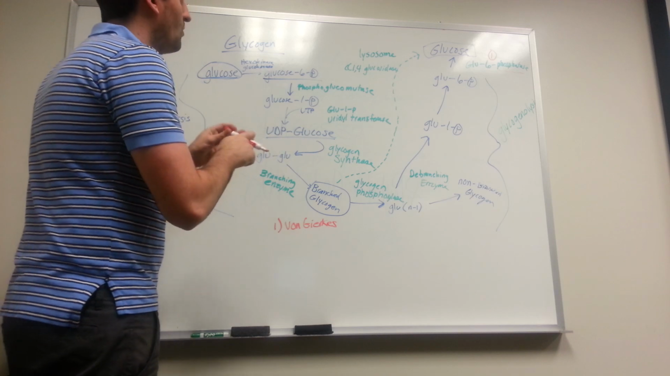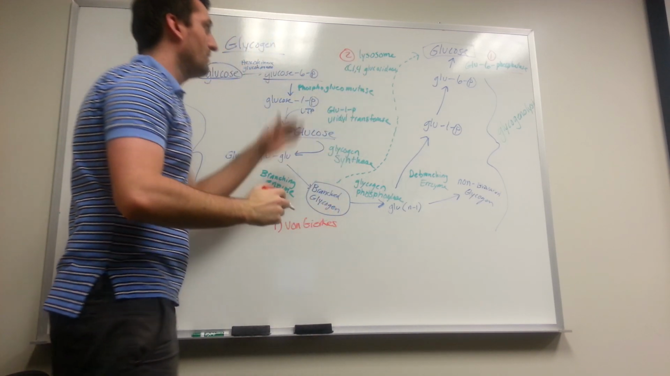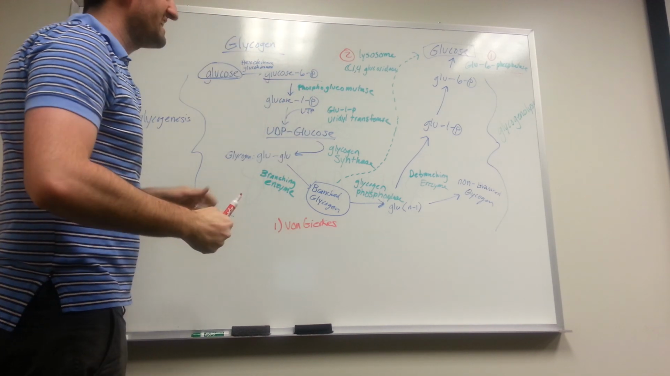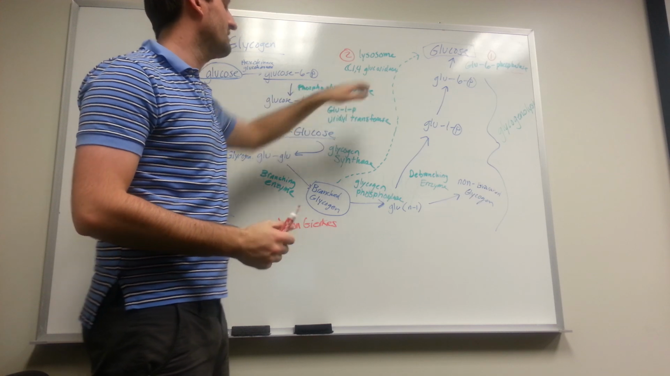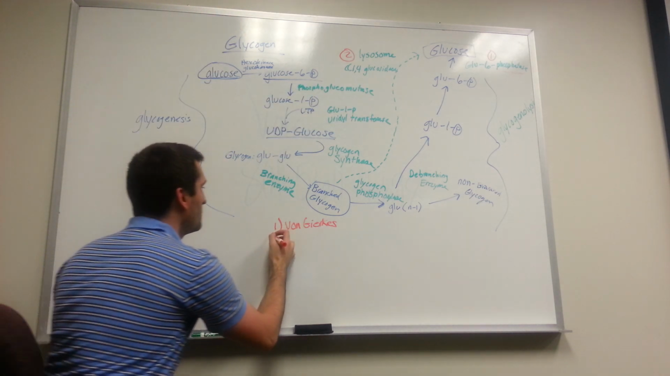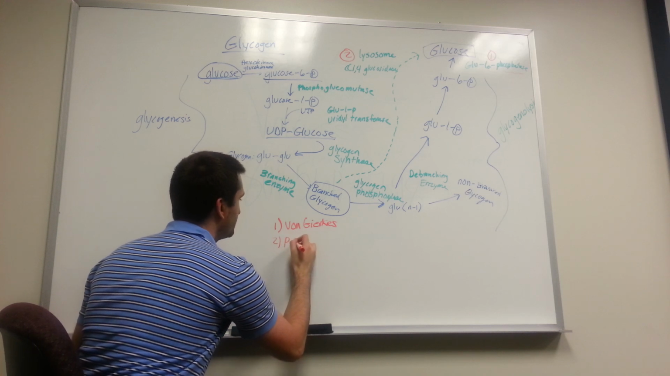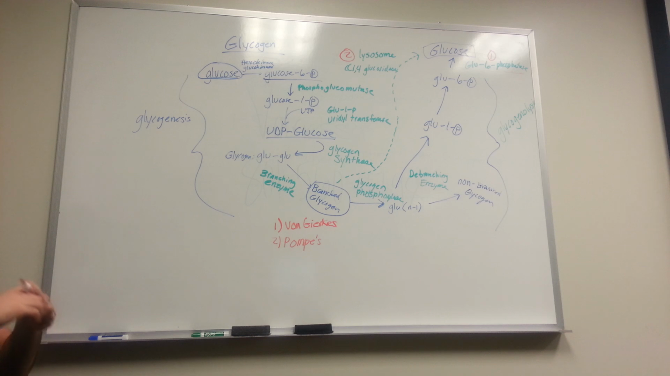So what happens if we're missing this? Well, since it's not really active, this is going to be our main pathway. However, if this enzyme is missing, the alpha-1,4 glucosidase enzyme in that lysosome, we're going to have Pompe's disease. So these are two of the glycogen disorders.